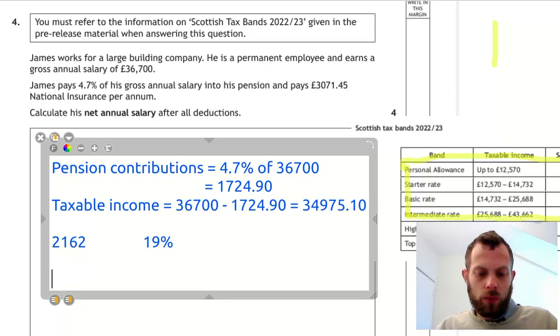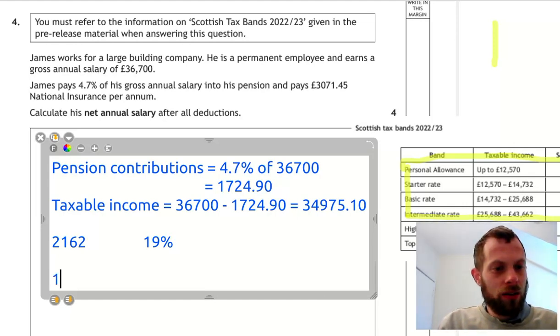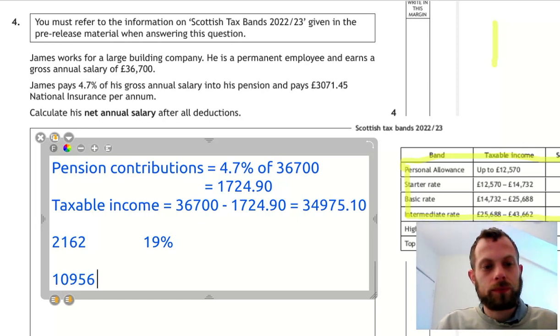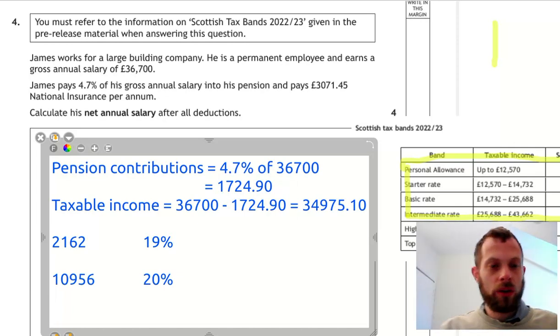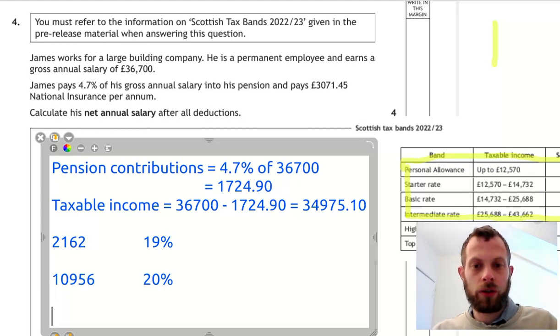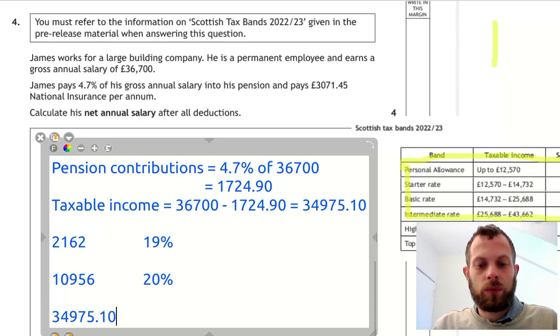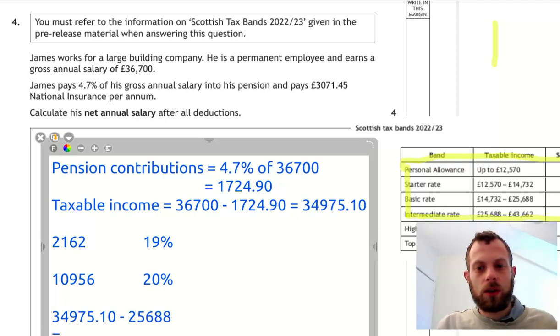Basic rate tax, 25,688. Take away 14,732. And that is £10,956. That's at 20%. The intermediate rate of tax, however, intermediate rate of tax starts at £25,688, but they only earn taxable income of £34,975.10. So that's the number you use to work out the income in the intermediate rate bracket. You do not use the upper limit, the 43,662. 25,688, and let's move this up.